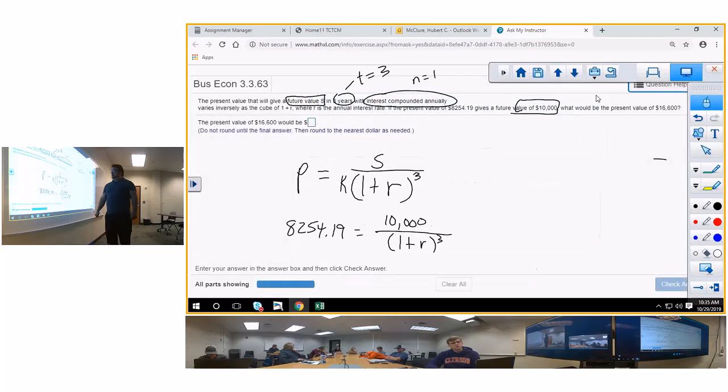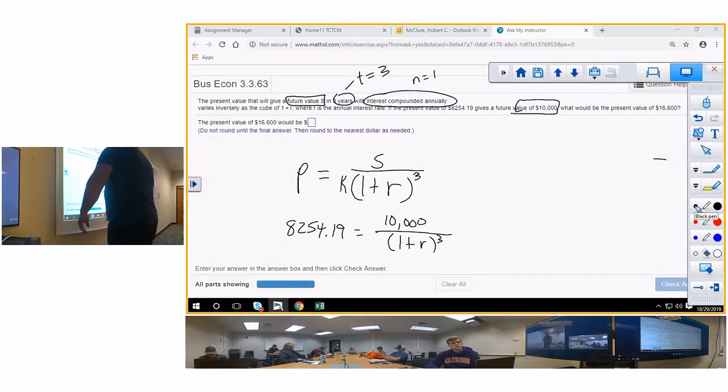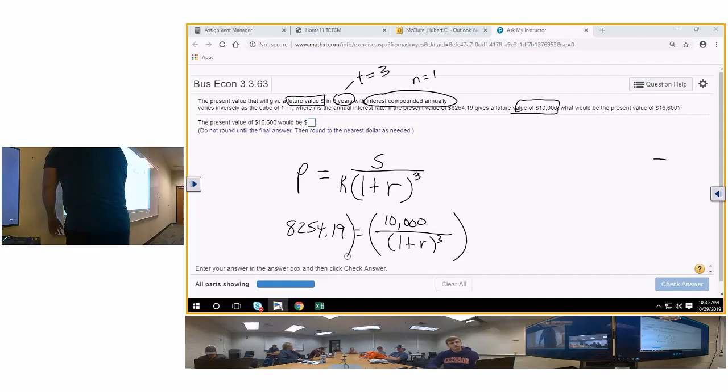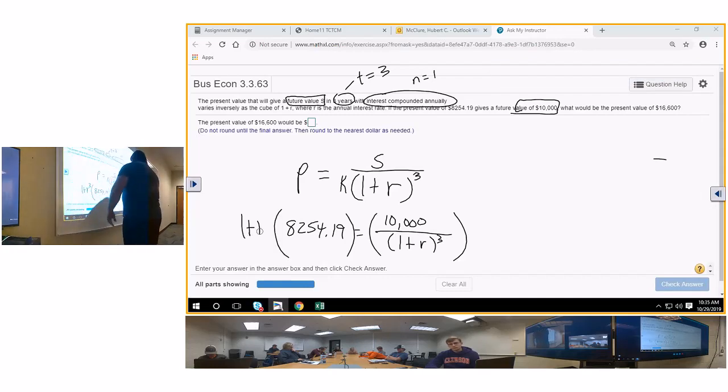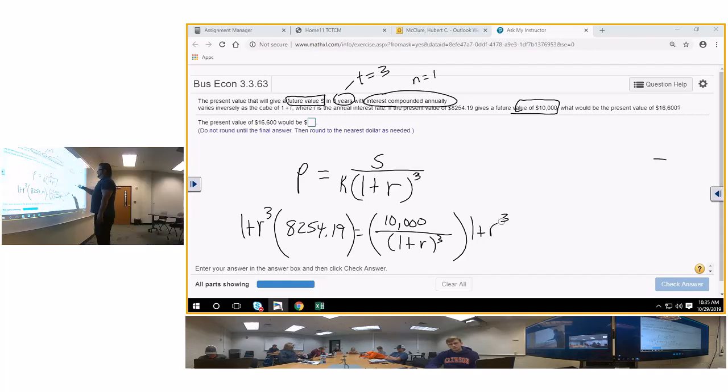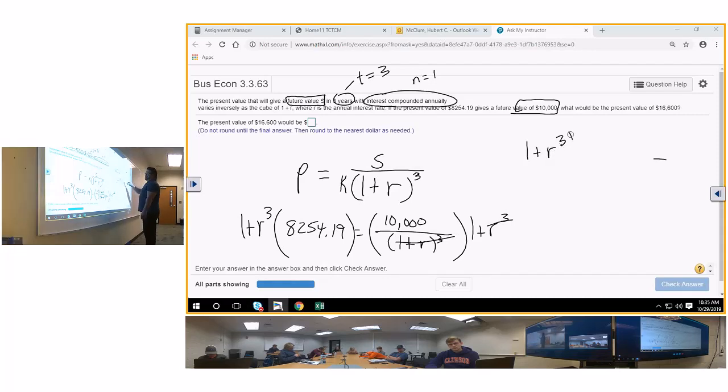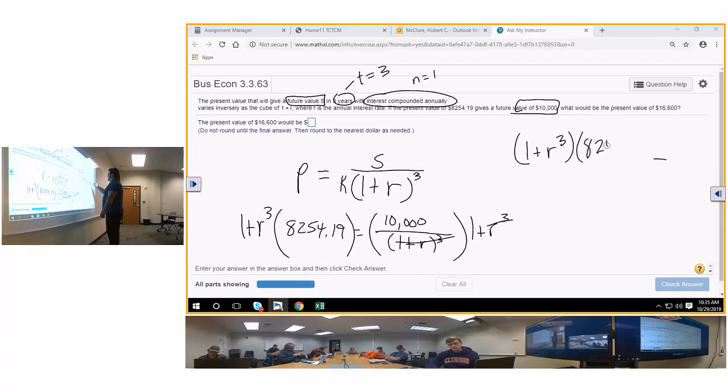Question's not written like I'd want it to be written, but who cares? All right, so multiply both sides by what? 1 plus R to the 3rd. That's going to cancel, and you're left with 1 plus R to the 3rd times 8254.19 is equal to 10,000. Now what? Divide by that.